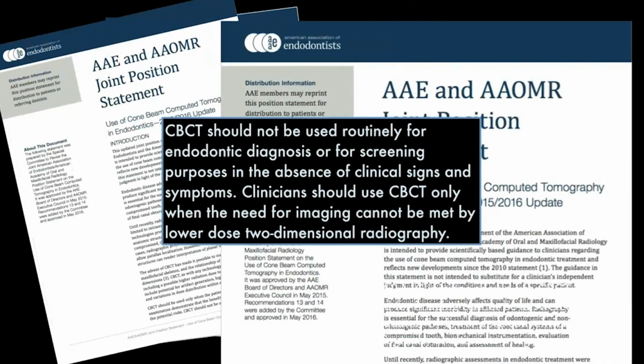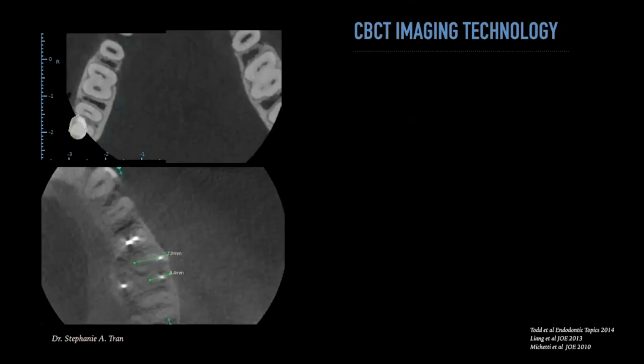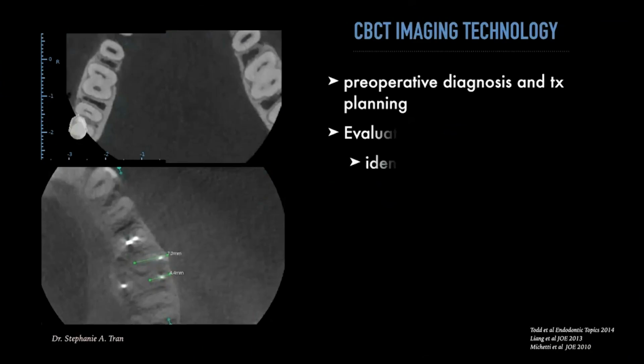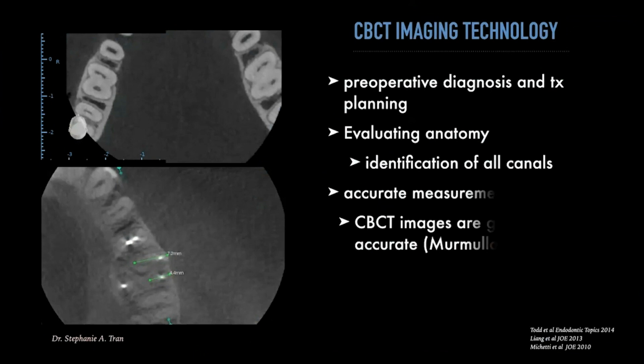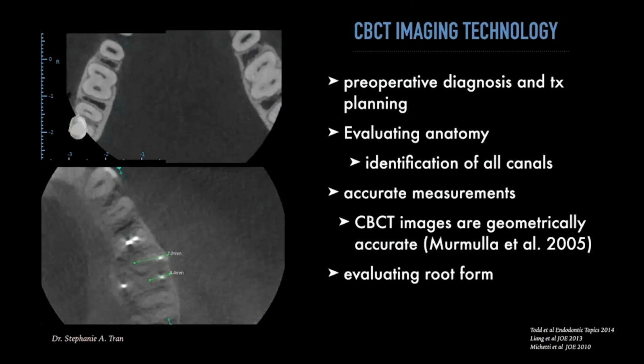However, through this lecture, I will be discussing the main indications and the main advantages over two-dimensional radiography. We definitely still want to follow the ALARA rule, but there are certain situations where CBCT is much more helpful. For certain aspects of preoperative diagnosis and treatment planning, when we want to closely evaluate the anatomy of the canals, and especially when we need to make very, very accurate measurements.